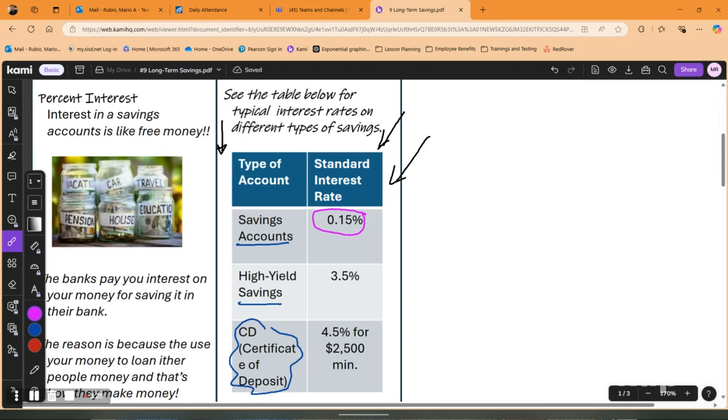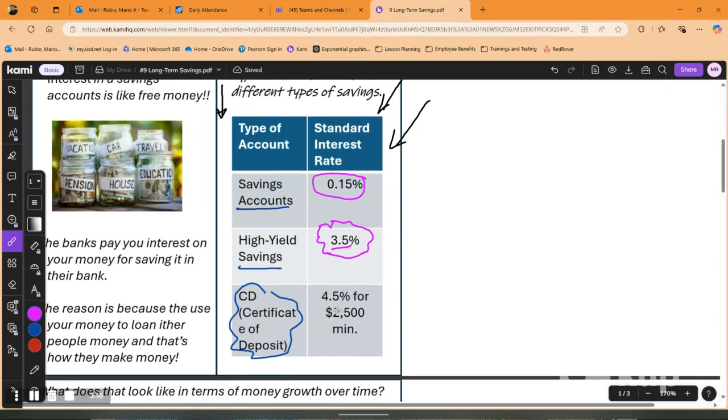On the high yield savings, I have an American Express Bank savings account. It's called the high yield savings, and that one they pay me 3.5%. So you can see there's a big jump from a traditional savings account at 0.15% to a high yield savings, which is 3.5%.